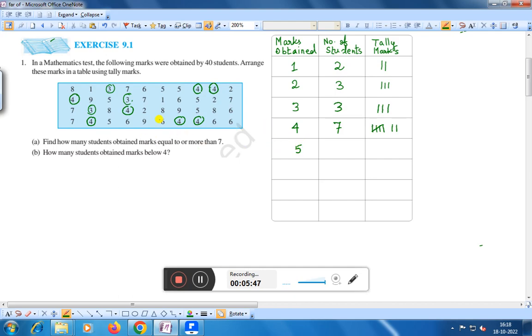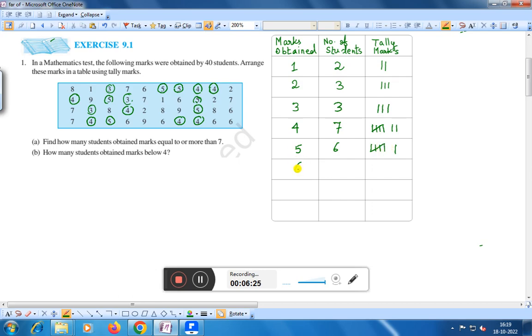5. 5 is how many? You see this one from 5. 1, 2, 3, 4, 5, 6. That means tally mark is 1, 2, 3, 4, 5, 6.